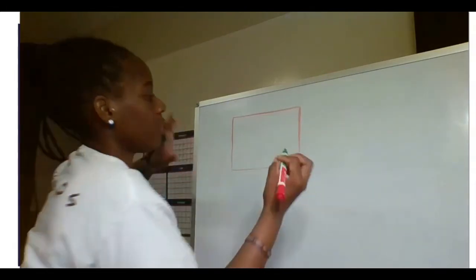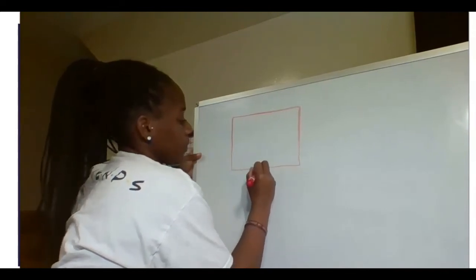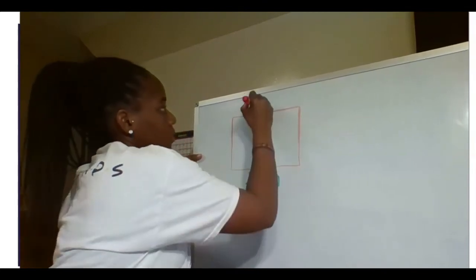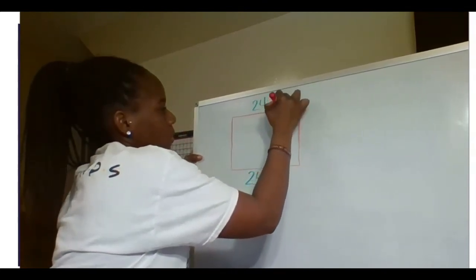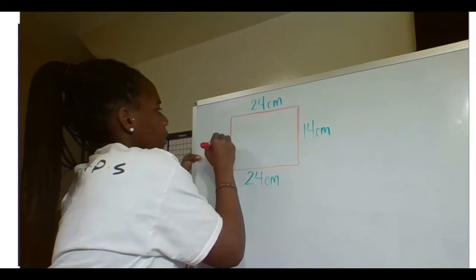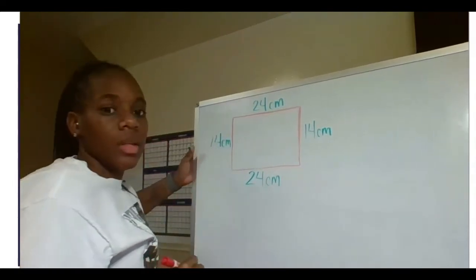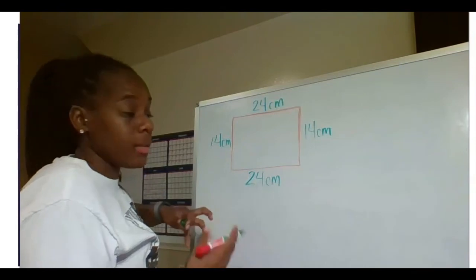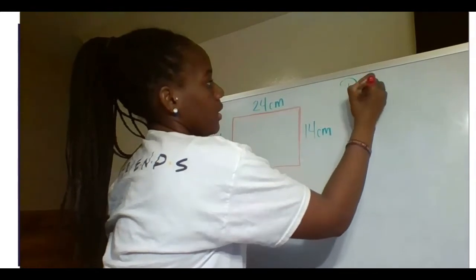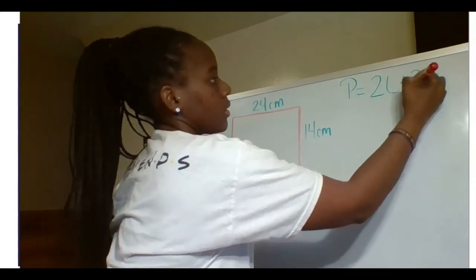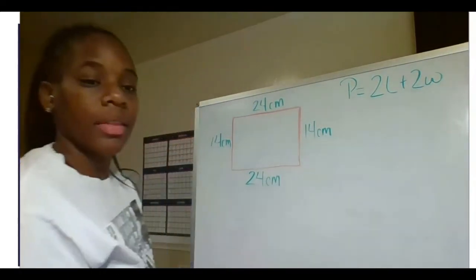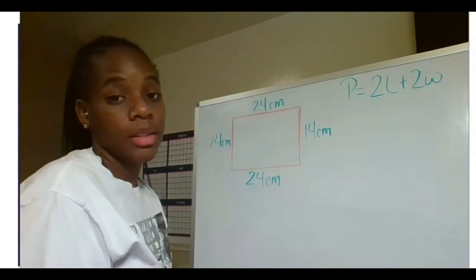Okay, the dimensions that they gave us were 24, 24, 14, and 14. Now we can just take these numbers and we can add them all together, or we can take these numbers and utilize P is equal to 2L plus 2W. We can do that, or we can just add them all together, all right? So I think I'm going to do the multiplication method, okay?